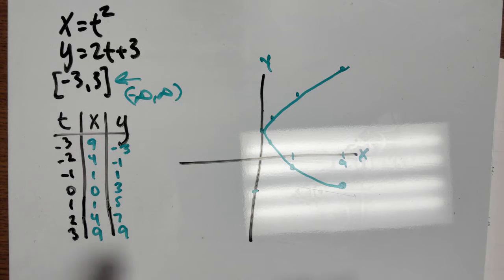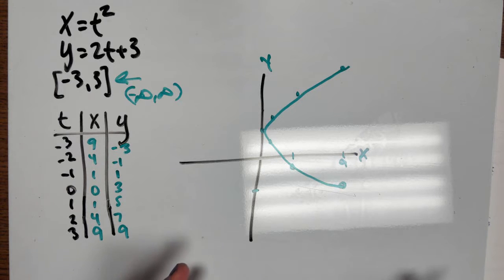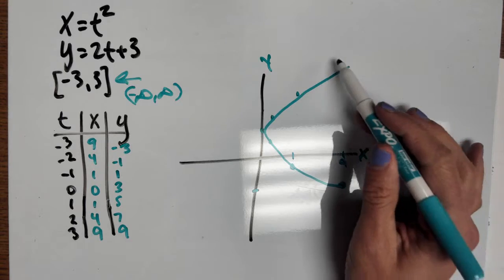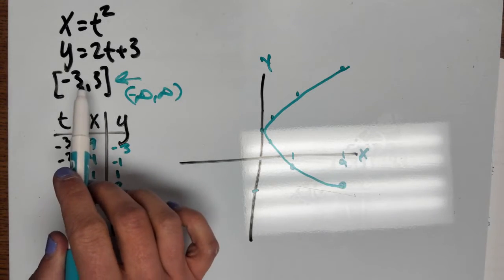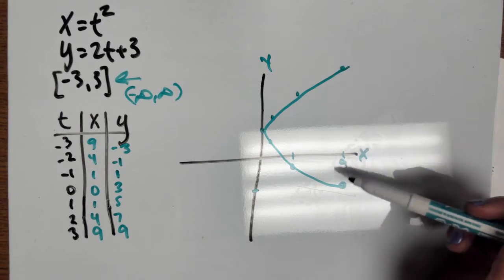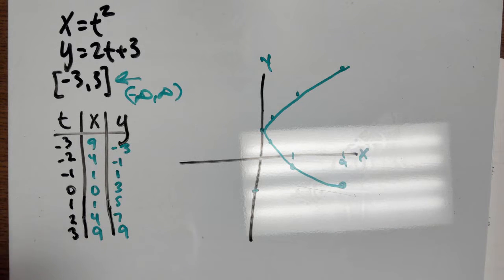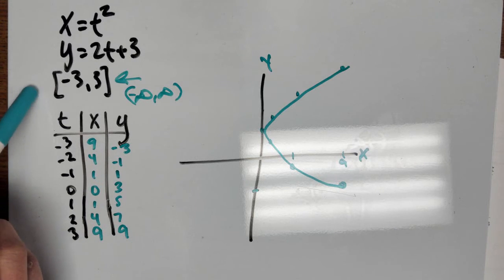So between the seconds of -3 to 3, or the minutes, whatever the unit is, this is the path of this object. You do not want to put arrows at the end, because our time starts at -3 and it stops at +3. So this does not go on forever because of that restriction.